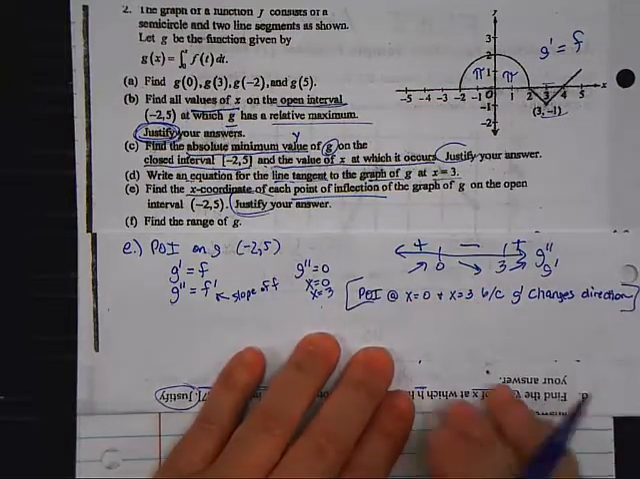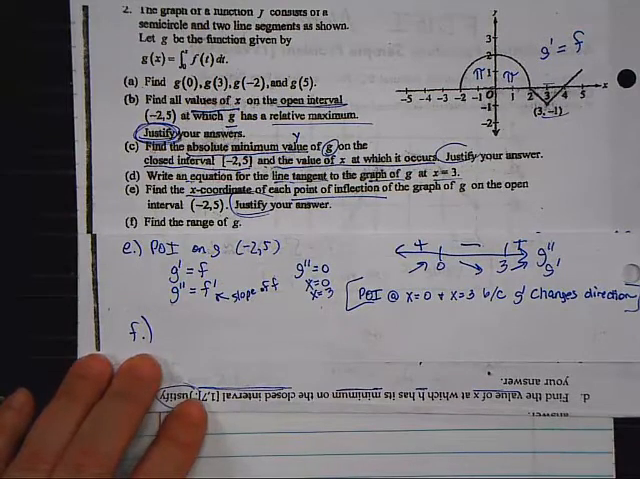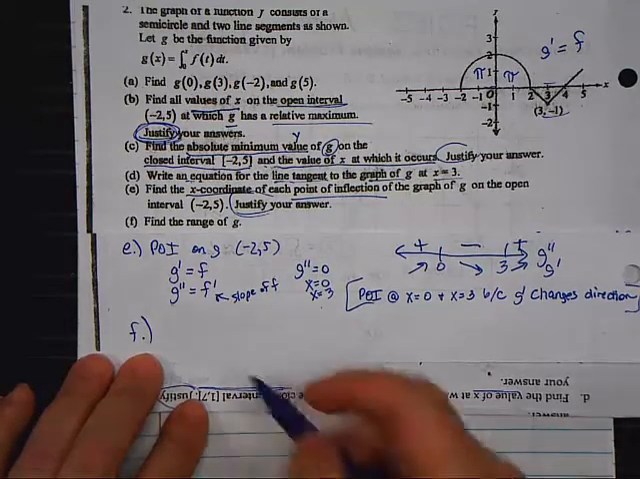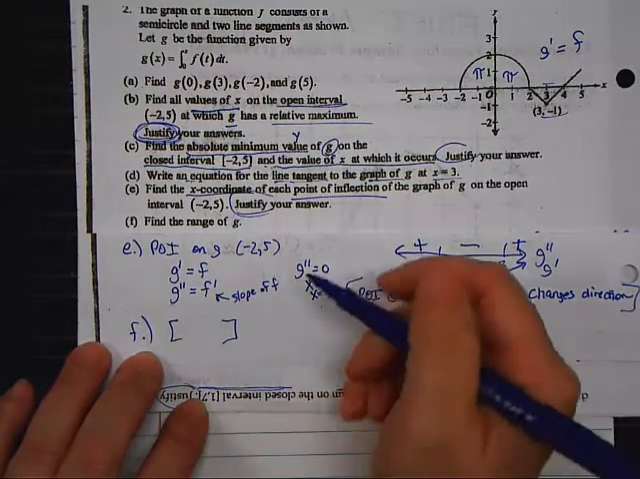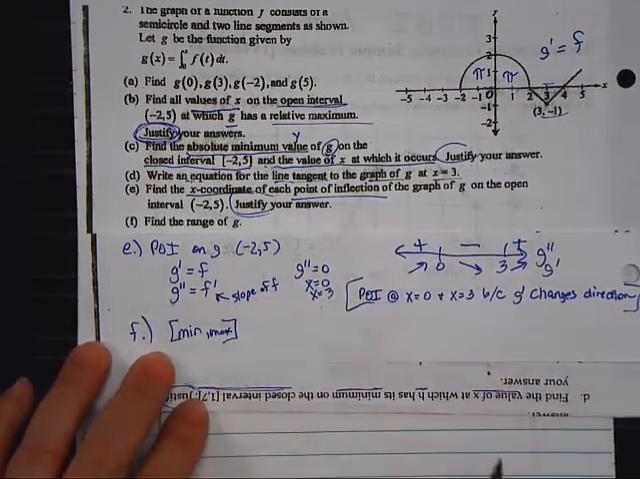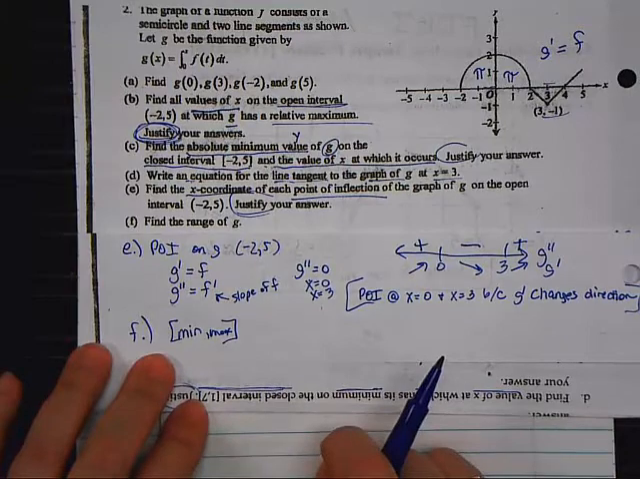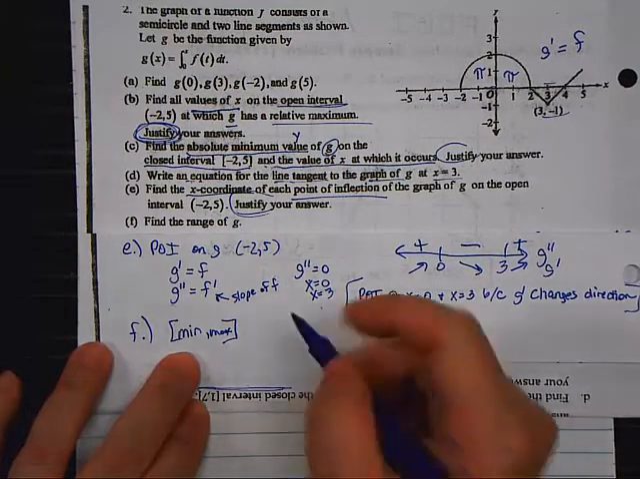Okay, almost done. I know, but the bell's going to ring pretty quick. This last one is rather simple. Find the range of g. Okay? Range is y's, right? Yeah. Now, would you agree that the range would be from the minimum to the maximum? What do you think? Wouldn't the range be from the minimum to the maximum? Okay. You've already found the minimum, haven't you?